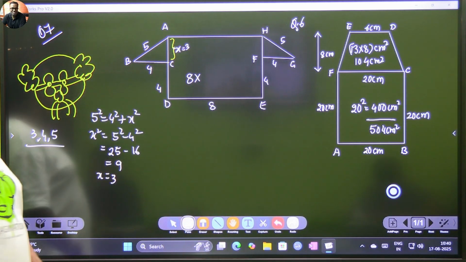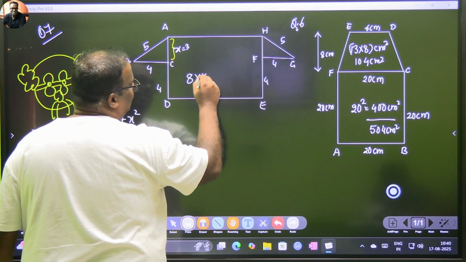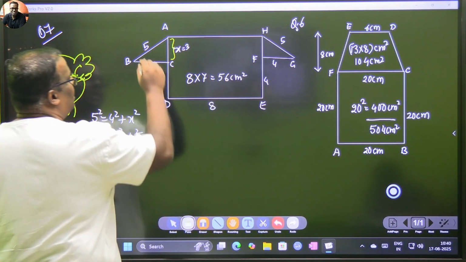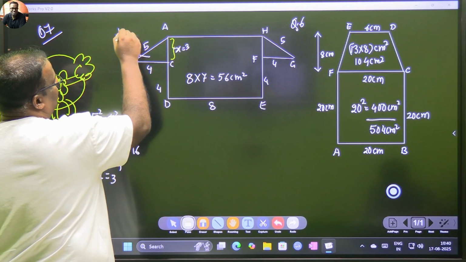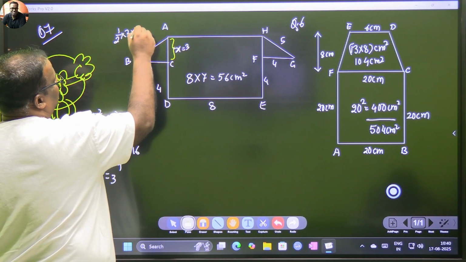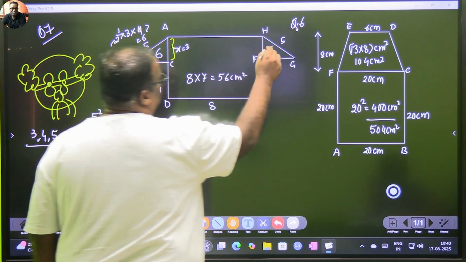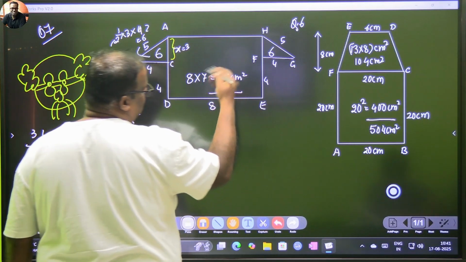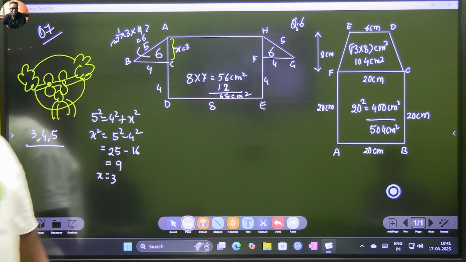So the area of the rectangle is 8 into 4 plus 3, that is 7. How much is it? 56 centimeters square. Area of this triangle is half into base. Half, base we just found out, 3, into the altitude, which is 4. 2 into 3 is 6. This is 6, 6 for this and 6 for this. Total is 12. So add 12 with 56, that is 68 centimeters square. Understood?